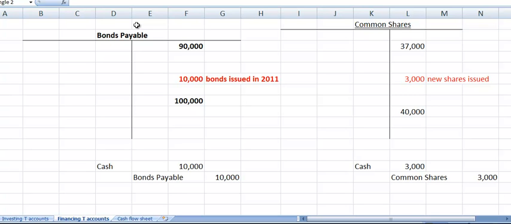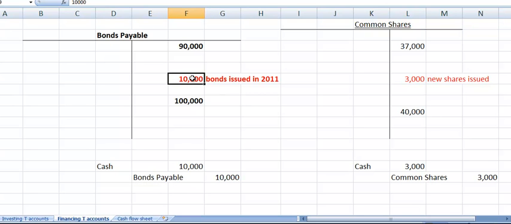when our bonds payable balances changed. They went from 90,000 to 100,000, and our common shares went from 37,000 to 40,000. Well, first of all, what do you know? If bonds go from 90 to 100,000, that means 10,000 in new bonds must have been issued. So you must have got from the lender that extra 10,000, and you increased your liability by 10,000.